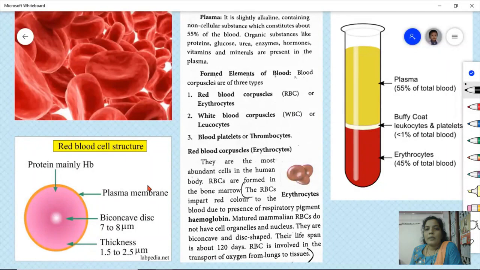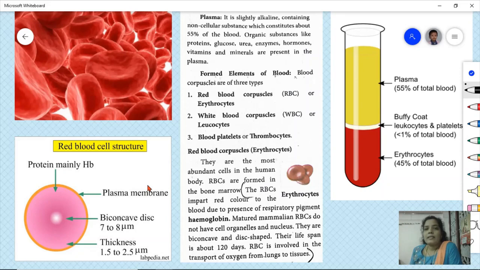Our first topic is blood. We all know about blood. Blood is the main circulatory medium of the human body. It is red in color, it is a fluid, it is a connective tissue, and it is the main circulatory medium of the human body.